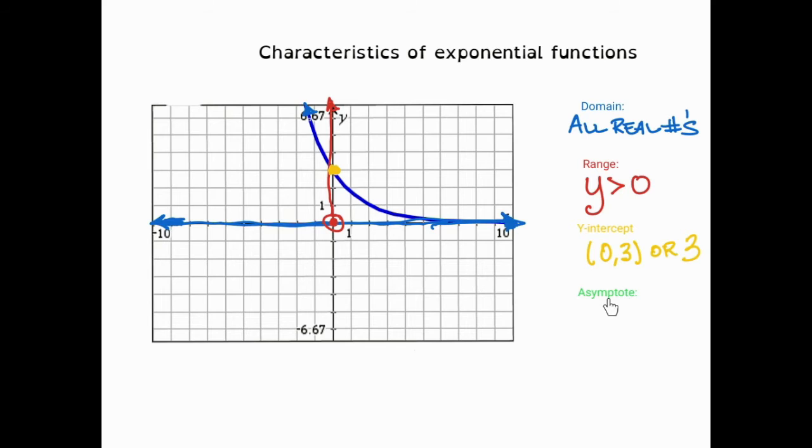The next characteristic is the asymptote. This is the new characteristic that we're going to see, because neither linear nor quadratics have had this before. So first of all, what is an asymptote? An asymptote is an invisible line. It's an invisible line that represents the y value that my function gets close to but never touches. It gets very, very close, but will never cross it or touch it.